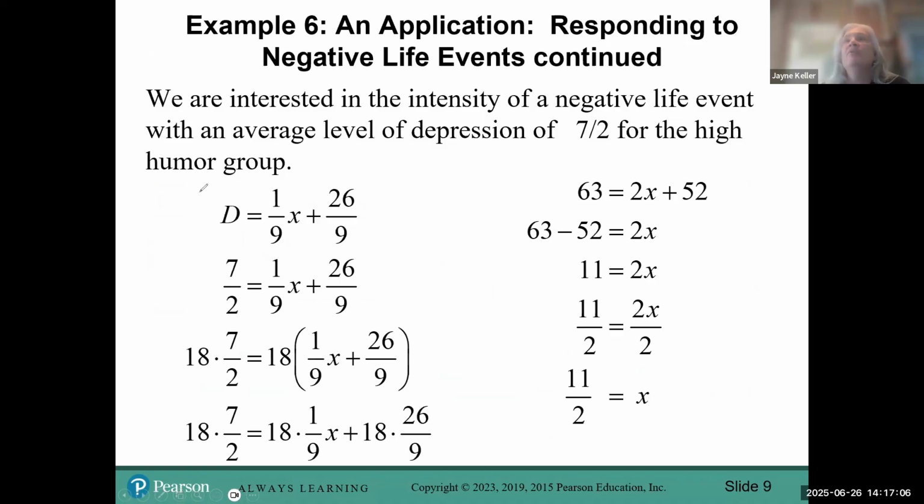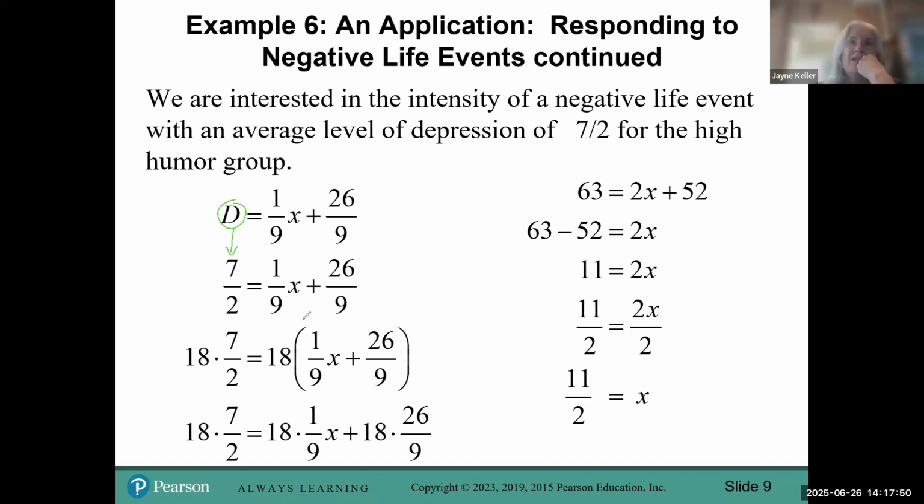So for the high humor group, we have a negative life event, and we're going the opposite direction. D tells us the depression level. We're given a depression level of 7/2, which means we're going to replace D with 7/2. And we want to know what the intensity level is, which is represented by x. So I have to solve this equation: 7 over 2 is 1/9 x plus 26/9.